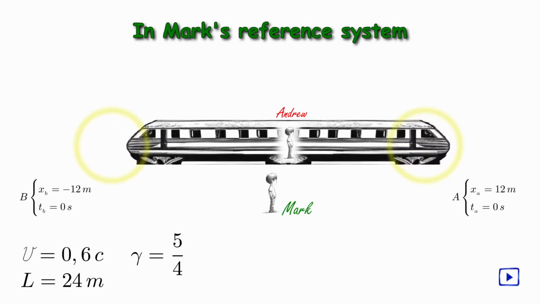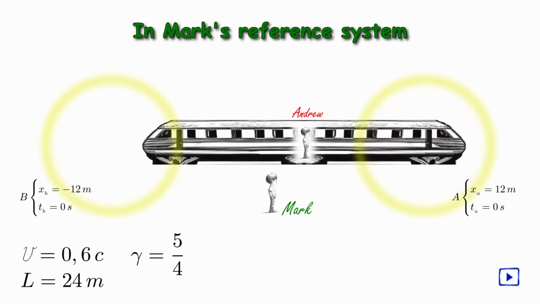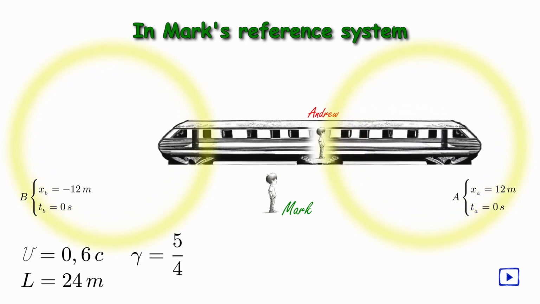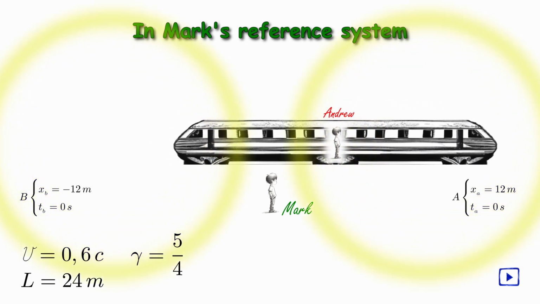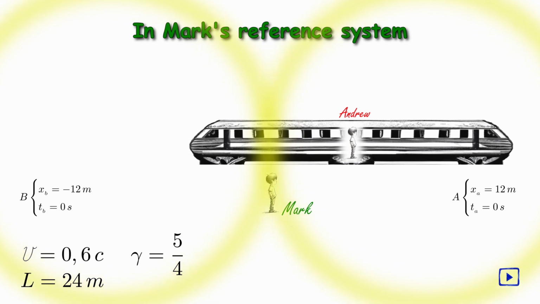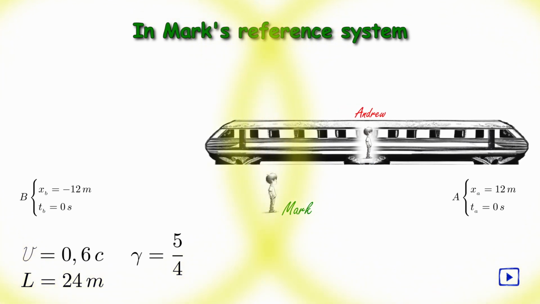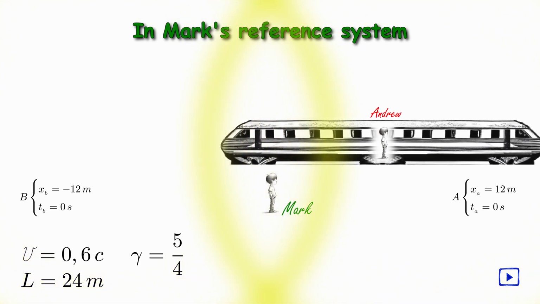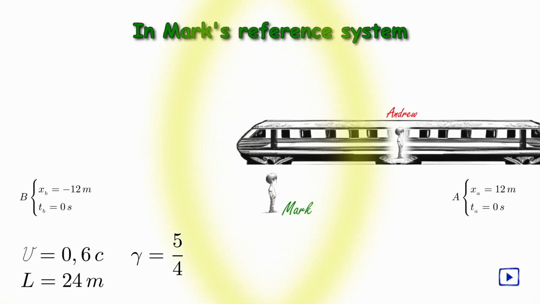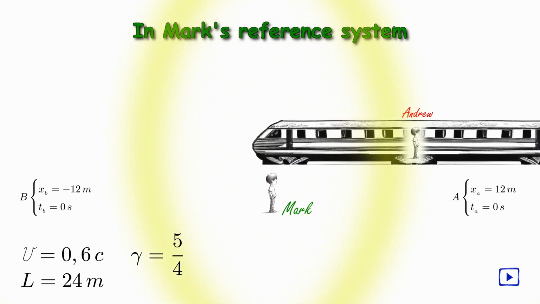Similarly, Mark can state that the light from event A reaches Andrew's eyes before the light from event B, as Andrew is moving to the right with the train. Andrew actually sees the light of event A and then that of event B reach his eyes, but his description of what happened is very different.